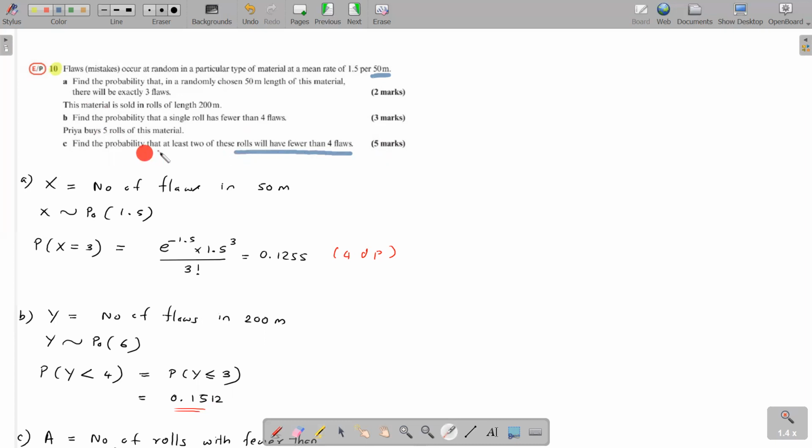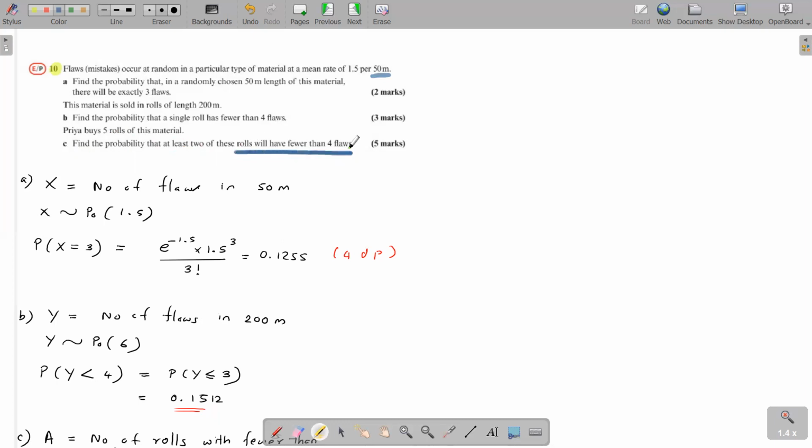You are supposed to find the probability that at least 2 of the 5. You have 5 trials here. There are 5 rolls. So I want at least 2 of these 5. At least 2 could be 2 or 3 or 4 or 5, because at least 2 means 2 or more than 2, right? So I want 2 or more of these rolls to have fewer than 4 flaws. Don't get overwhelmed by these 'at least' and 'fewer than'. Just try to break it down. So fewer than 4 flaws.